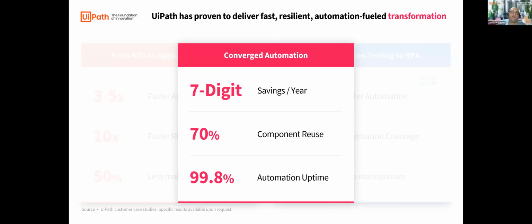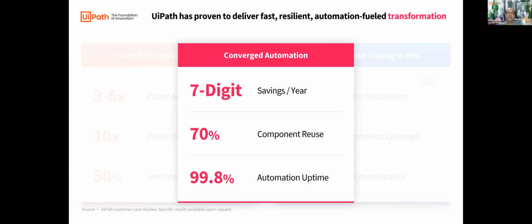But the key thing for both of these organizations, and what they've both got in common, and the reason we have them together here, is the major seven-digit savings they achieve through sharing and reusing around 70% of their automation components. In the simplest terms, 70% of all the automations created by the RPA teams on the business side had already been created by the test automation teams in software development.